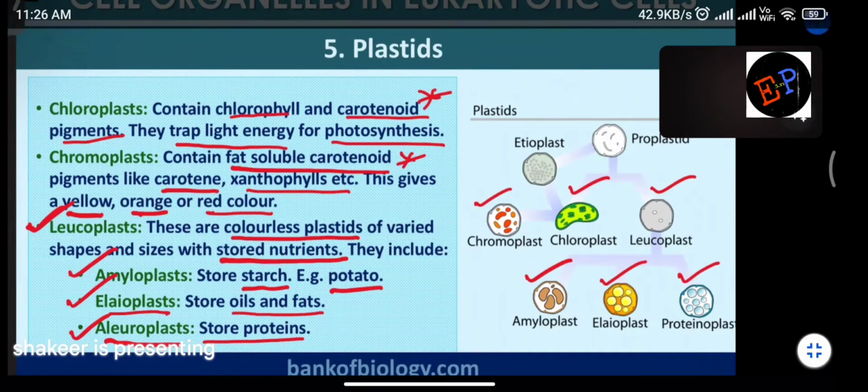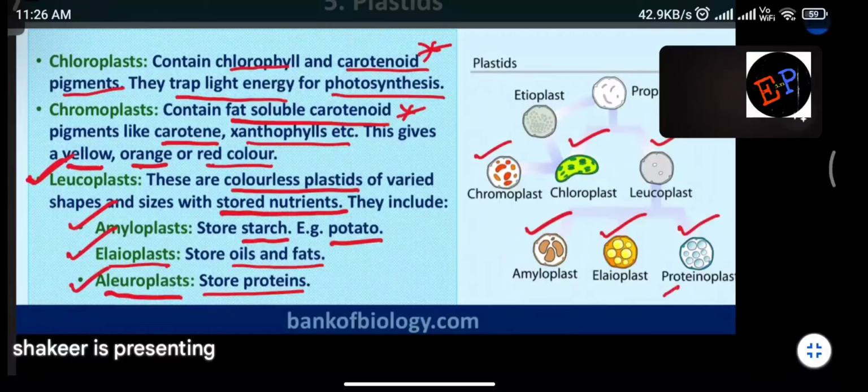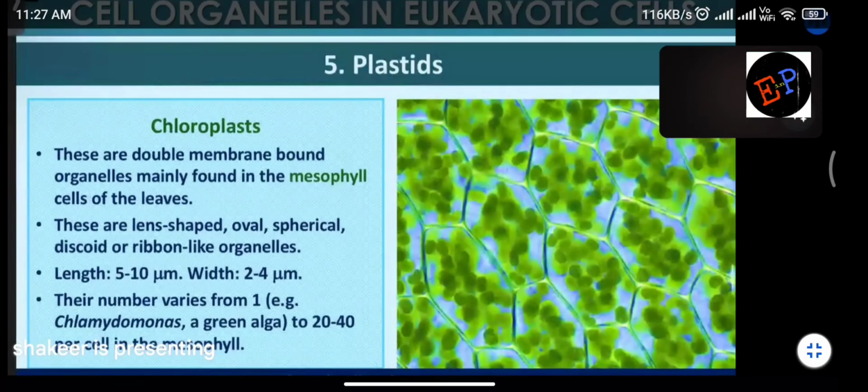That's it. Okay, ma? So see, this one is also called as what? This is also called as aleuroplast. Aleuroplast and proteinoplast both are the same. Fine? That's it. Next, chloroplast. Now we are studying about each of the plastids individually.